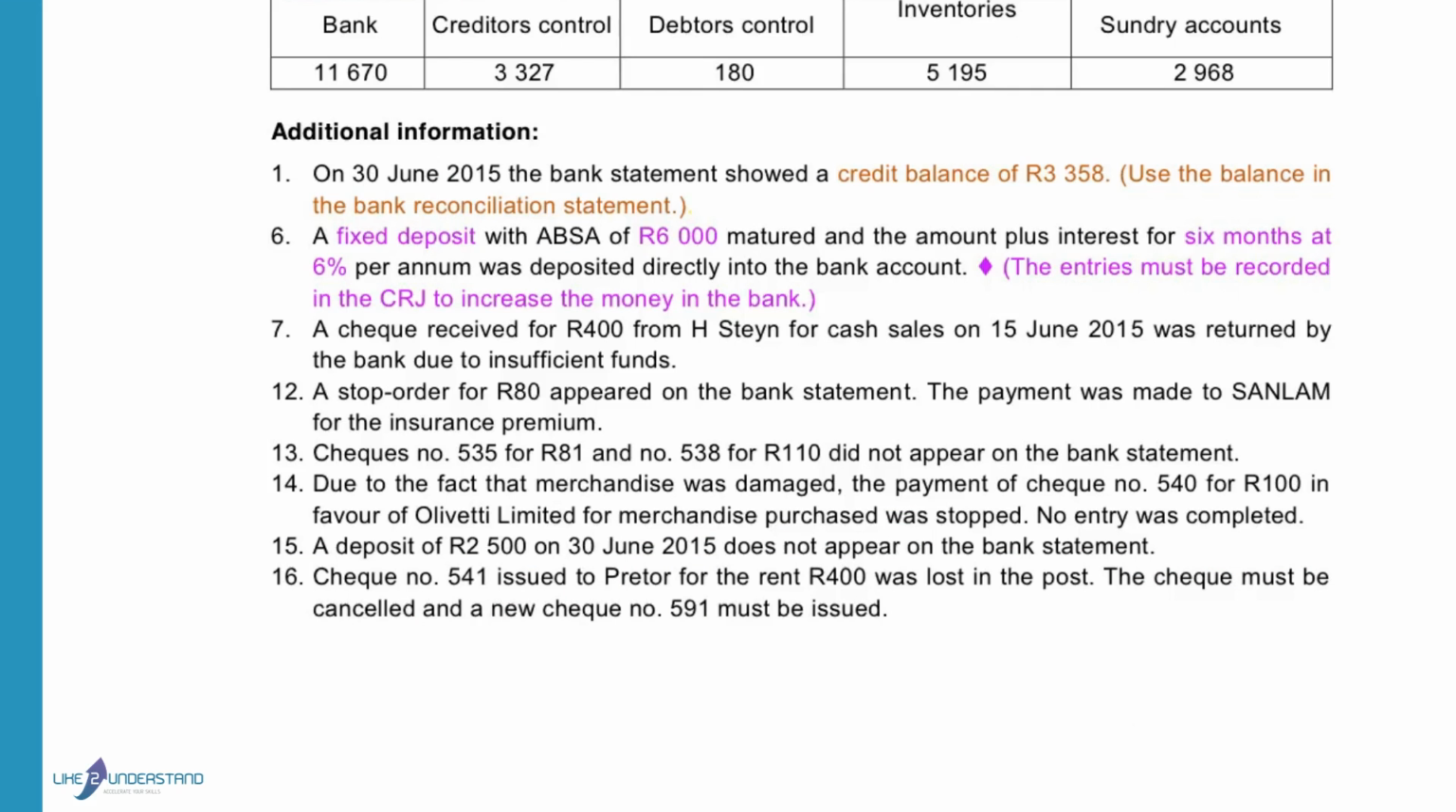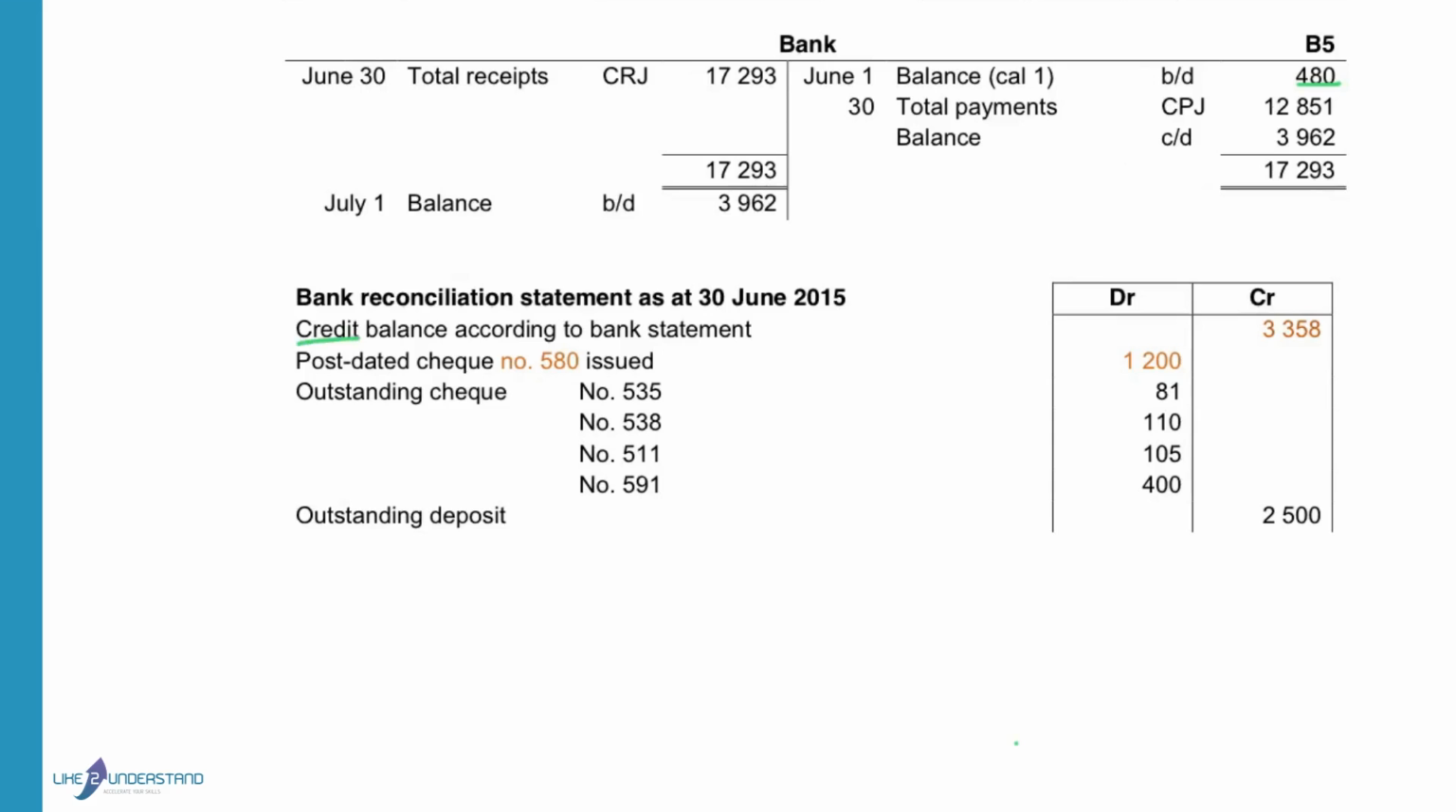On 30 June, that's the last day of our current month, the bank statement showed a credit balance of 3358. So according to the bank statement, this is where they stopped, the 3358. So we will record this in the bank reconciliation statement so that we can show that we have to carry on in the bank reconciliation statement with the additional entries where the bank stopped. Okay, that was a credit balance. So it means we start with a credit balance in the bank reconciliation statement.